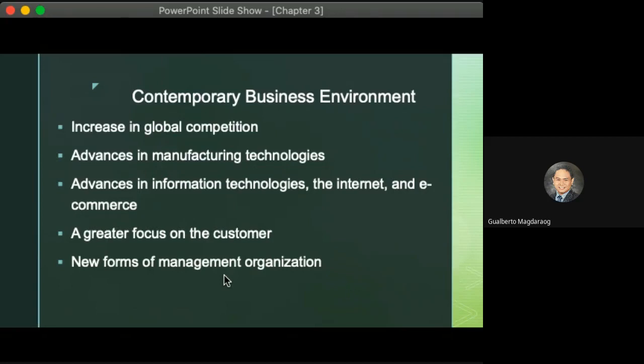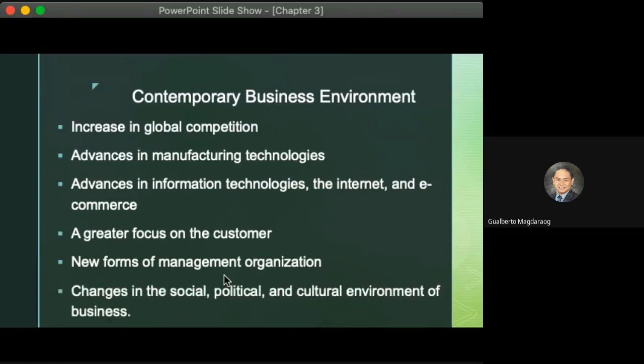Pwede kang mag-centralize, decentralize, or if you like to set up other levels of management, pwede rin. Kasi it depends on your organization, how diverse is your organization. Katulad nito mga changes na to, changes in social, changes in political.